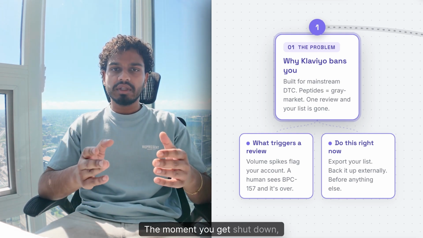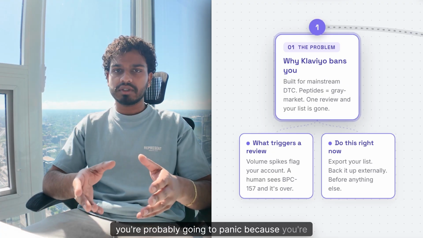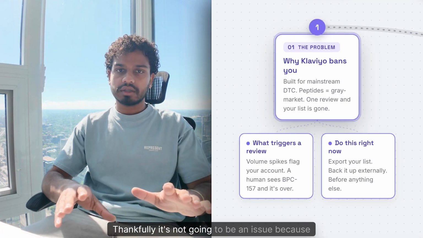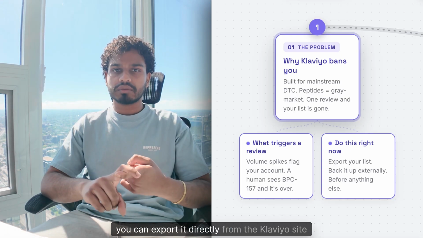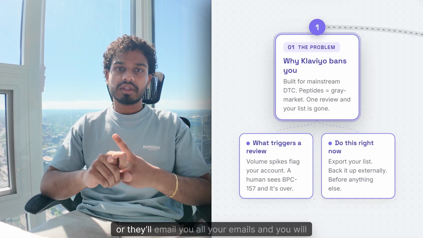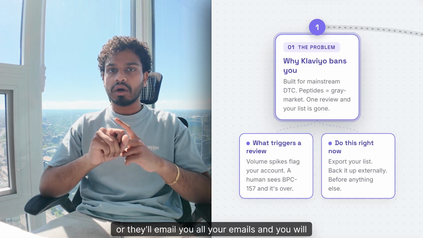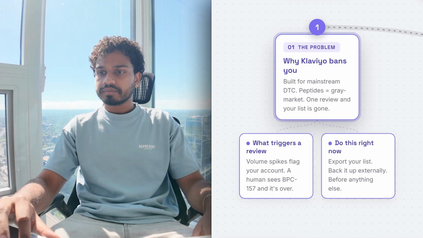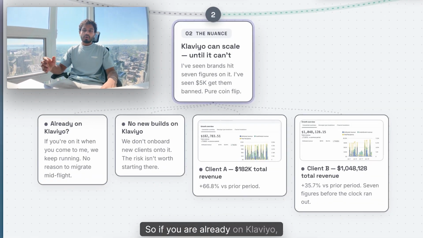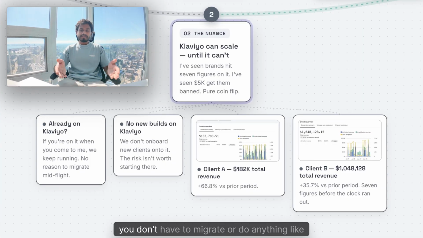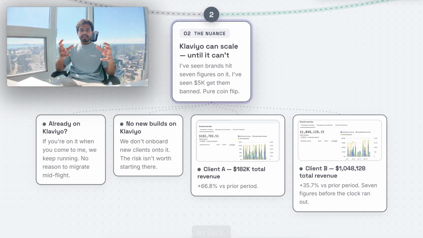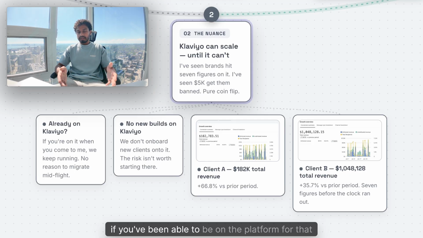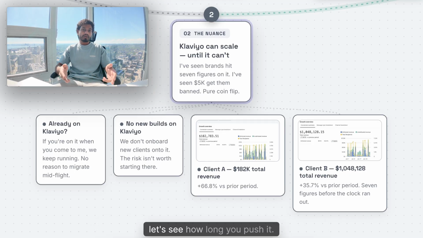The moment you get shut down, you're probably going to panic because you're wondering what's going to happen to your email list. Thankfully, it's not going to be an issue because you can export it directly from the Klaviyo site, or they'll email you all your contacts, and you will 100% be able to migrate within the same day. So if you are already on Klaviyo, you don't have to migrate or do anything like that. In fact, I would just keep doing what you're doing, because if you've been able to be on the platform for that long, let's see how long you can push it.